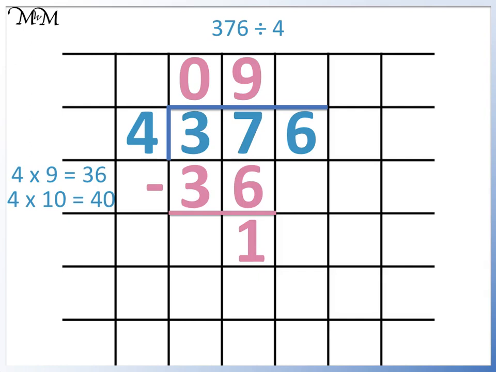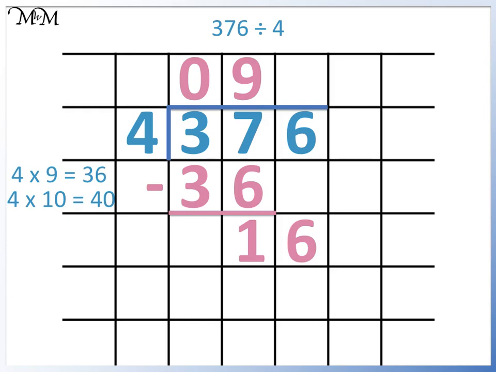We also need to divide the 6. So we bring it down next to the 1 that was left over. Remember, the 1 is in the tens column, so it is actually worth 10. 10 plus 6 equals 16.